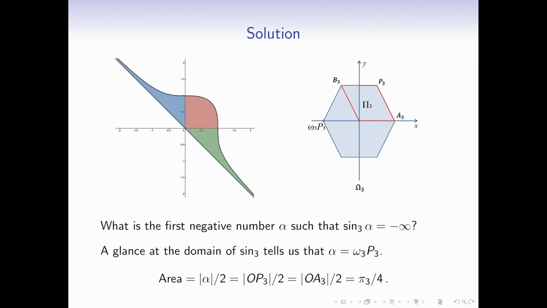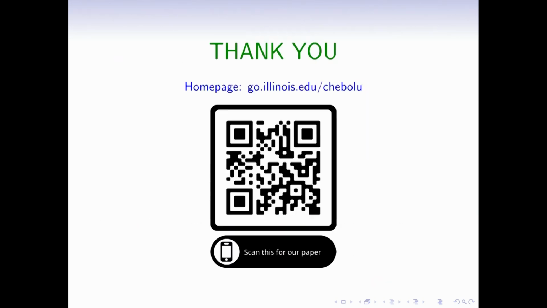Well, it's half the areal parameterization. You have to scale it by half. So you do half times the absolute value of alpha. Well, omega is the root of unity, so it's just the distance from 0 to p3, which is the same thing as the distance from 0 to a3, which is just pi 3 over 4.